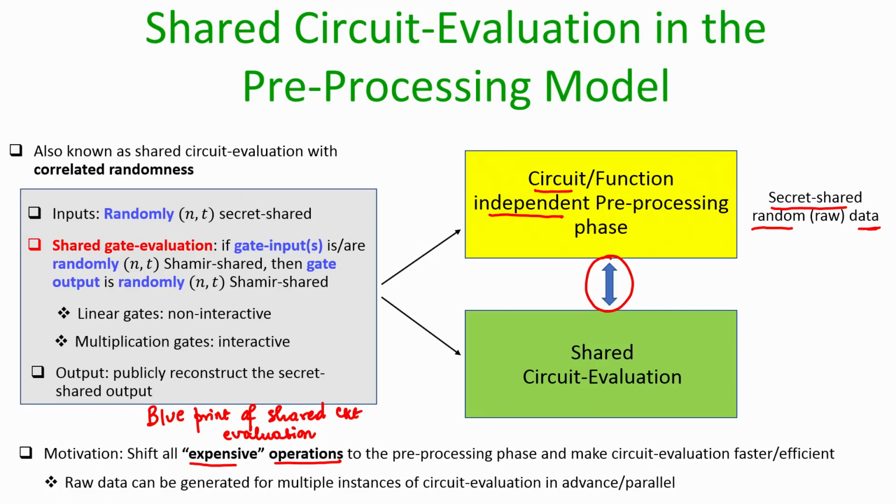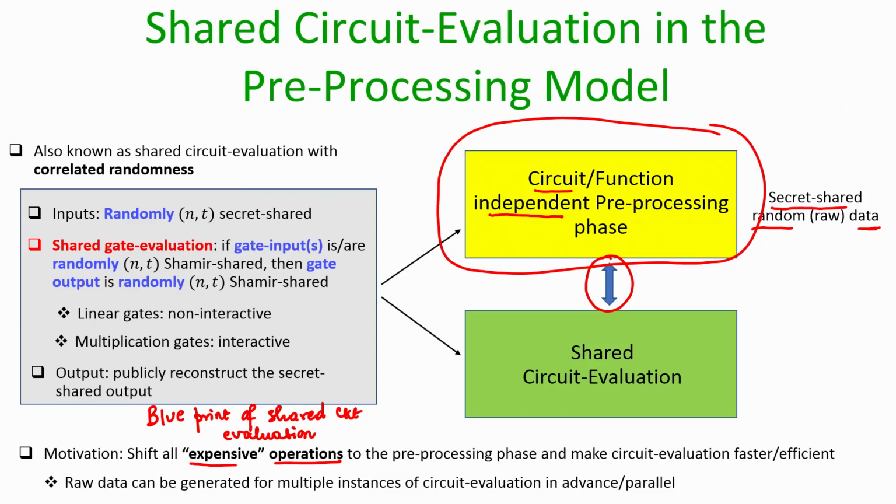That means if the same set of parties are interested in computing the same function over multiple inputs, so that the same circuit has to be evaluated multiple times over possibly different inputs, then pre-processing allows us to generate whatever raw data we require for those many instances of shared circuit evaluation. We can generate the raw data for all those evaluations in advance, and in parallel. We do not have to wait for the first instance of shared circuit evaluation to get over and then start the pre-processing phase for the next instance, and so on.